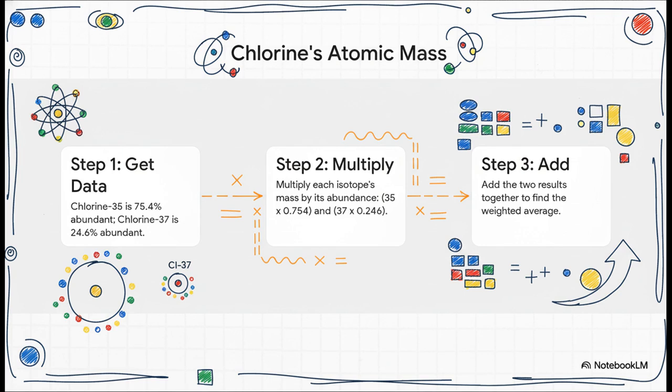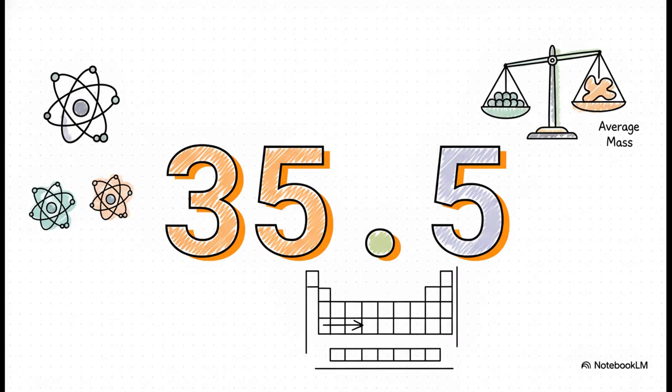So to get the average, we just take the mass of each one and multiply it by how common it is. So that's step 2. We do 35 times its abundance, 0.754, and we do 37 times its abundance, 0.246. For step 3, you just add those two numbers together. And when you punch that into a calculator, what do you get? Boom, 35.5. And that is the number you see on the periodic table. So remember, it's not the mass of one specific atom, it's the average mass that takes into account the natural mix of all its isotopes.